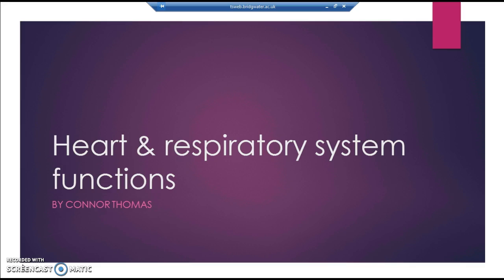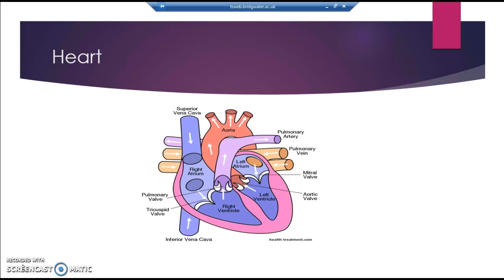In this presentation, we're doing the heart and respiratory system, their functions and structure, similar to what I did on the purpose games as well. First one, as you can see, is a heart. I'll just go through some of the functions.